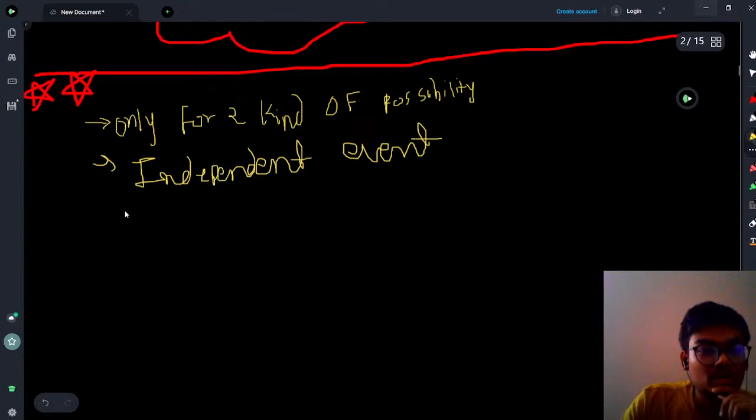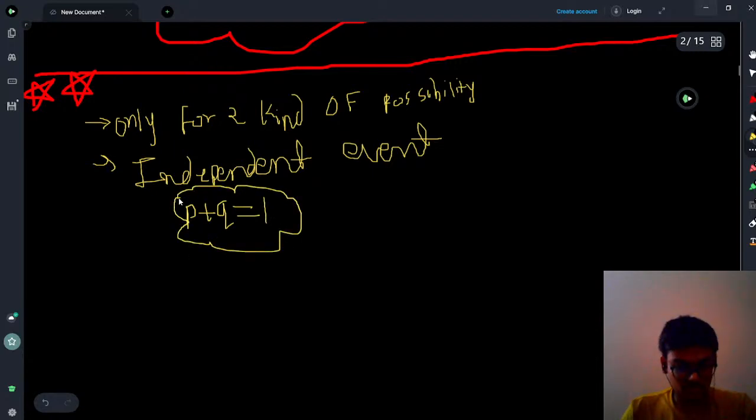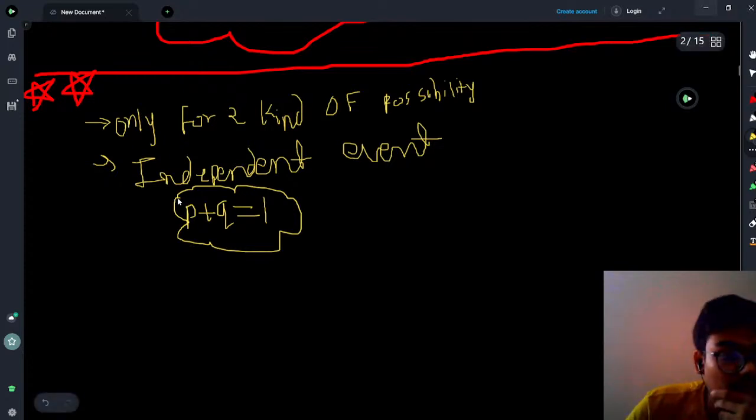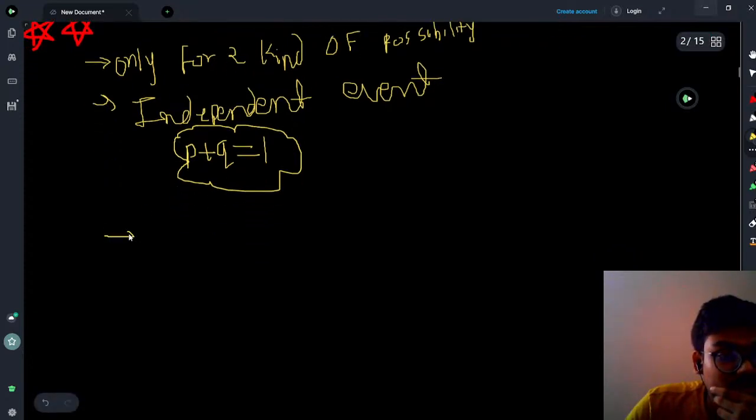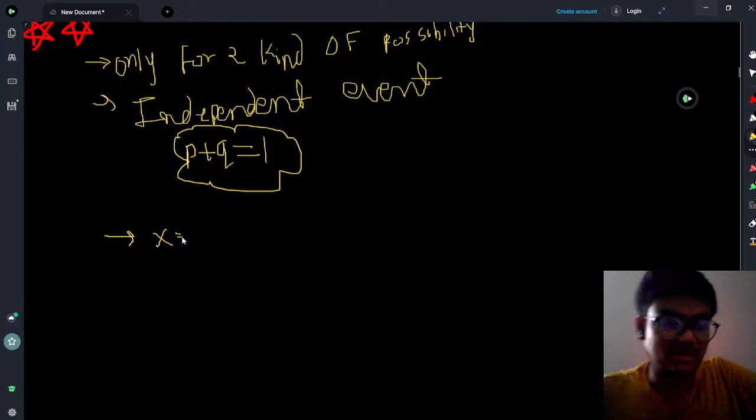Now, if our event is independent, then we are getting only one probability for the success. So for the failure we are getting 1 minus q, and so we can also write: p plus q equal to 1. That should be true for binomial distribution. Now the third thing is the value of x. What different kinds of values of x are possible?